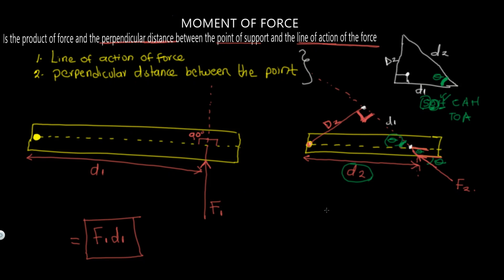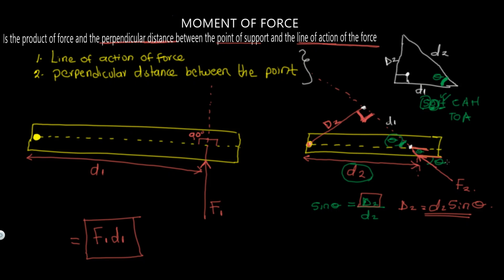So you can write it as sine theta, where theta is this angle, equals opposite over hypotenuse. And what is the hypotenuse? The hypotenuse here is the D2, this distance here. The opposite is the perpendicular distance we are looking for, the small d2. So if we make this the subject of the formula, small d2 will be equal to D2 sine theta. And this is how we find the perpendicular distance given that the force is acting at an angle. You just take D2 and then you take the sine of the angle.